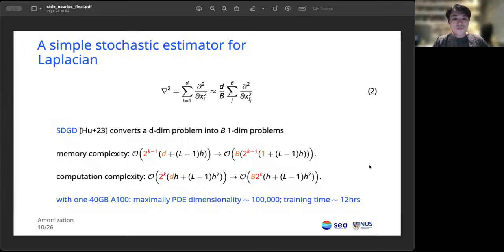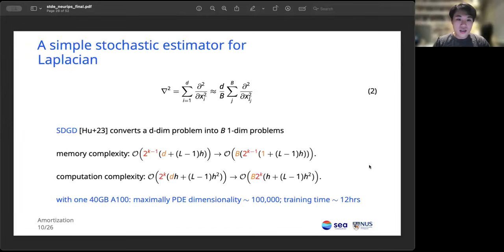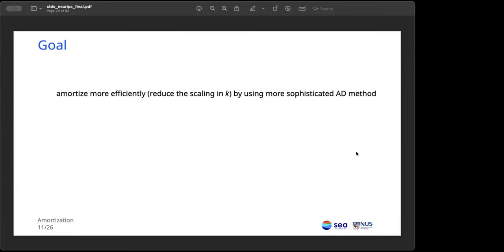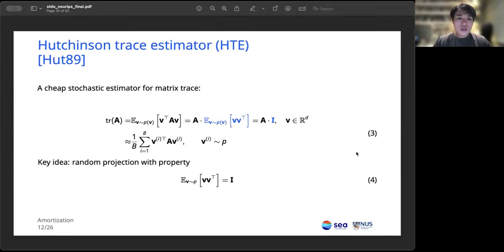Can you remind us what K is? K is the order of the derivatives. So here for the Laplacian, it will be 2. Yes. And we also want a very general framework so that given any derivative operator, we can come up with the amortization scheme. So we will first do generalization.